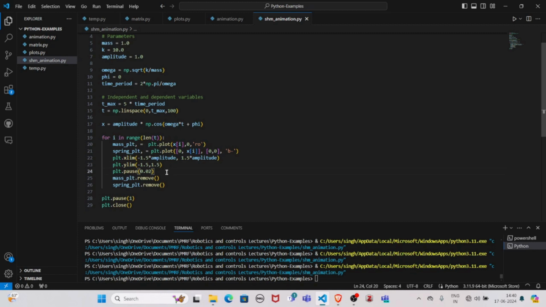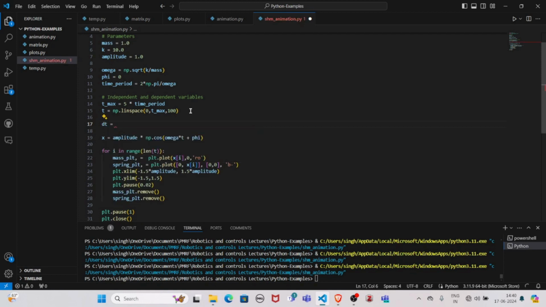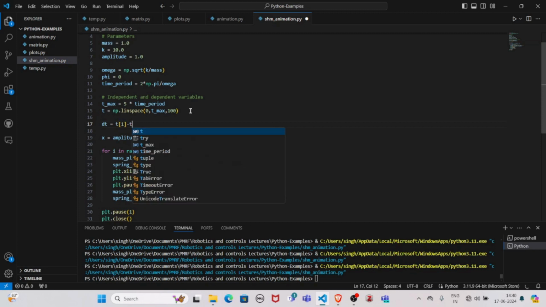So that is better. The second thing is this pause is of some arbitrary value. To make it feel real, this pause should be the time difference between two successive points we have. All right, so what is the time difference that we want? Let's call that small time dt, and it can be given by t1 minus t0. Note that all the successive time differences are the same because we have spaced them equally.